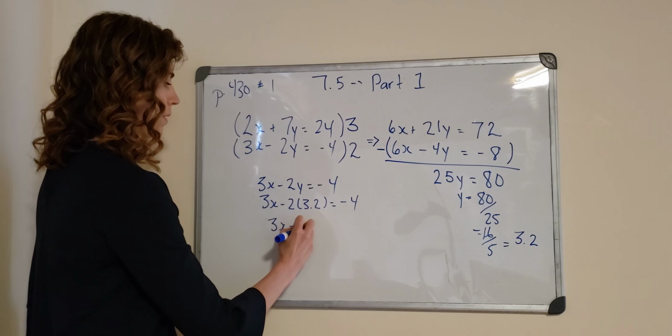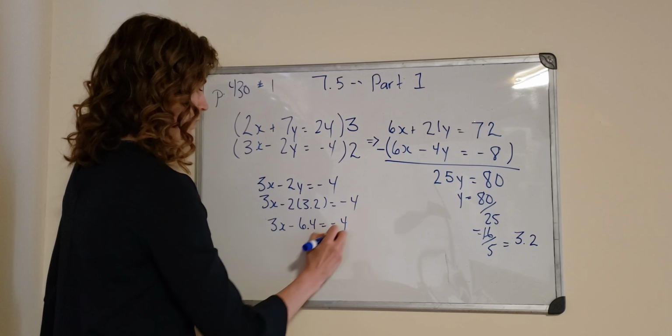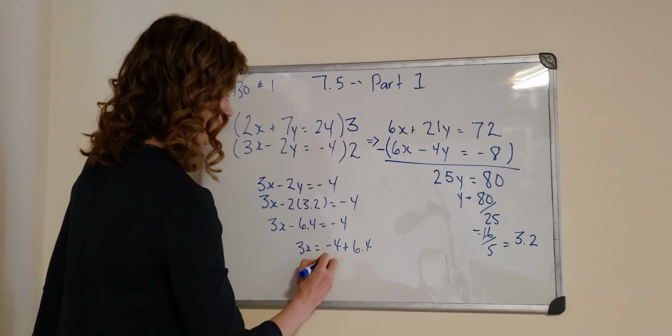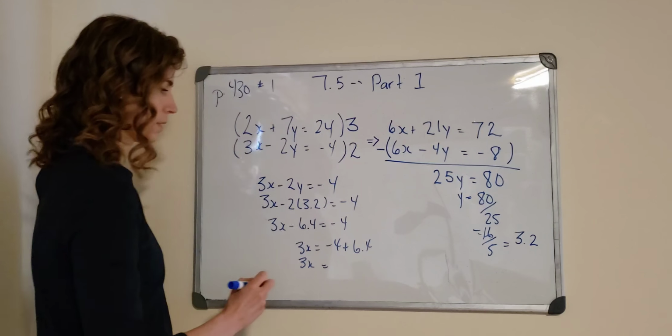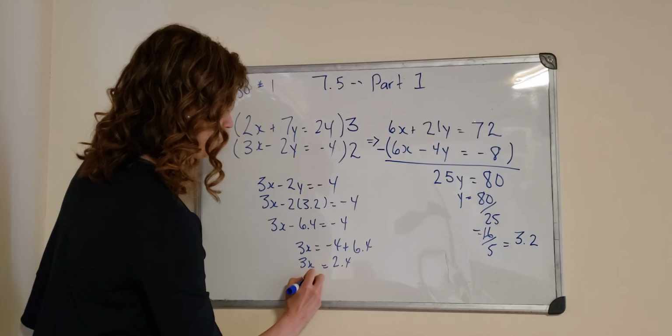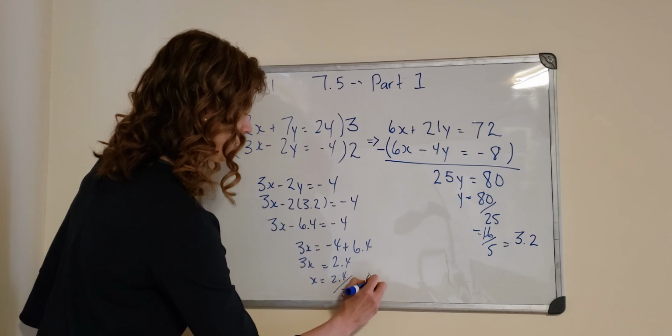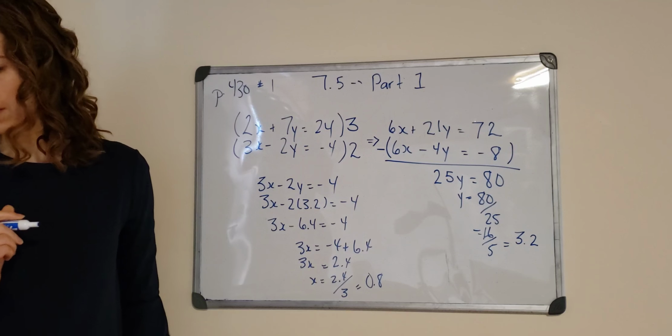2 minus this is minus 6.4. 3x equals minus 4 plus 6.4. 3x equals 2.4. X would be 2.4 divided by 3, which would be decimal 8.